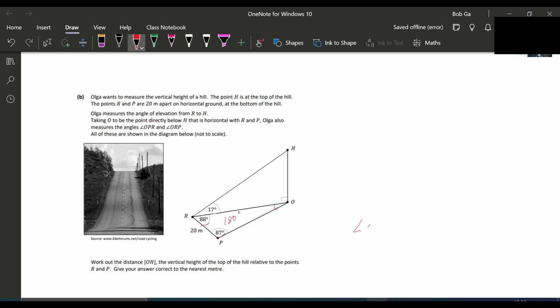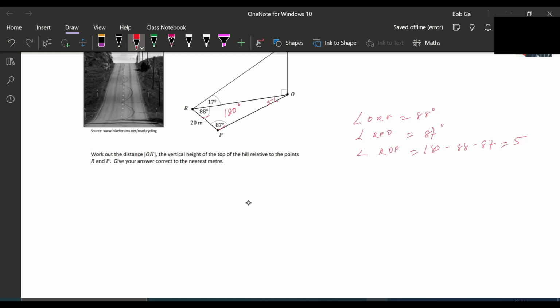So angle ORP is equal to 88. Angle RPO is equal to 87 degrees. So therefore angle ROP must be equal to 180 negative 88 negative 87, which is going to give us 5.